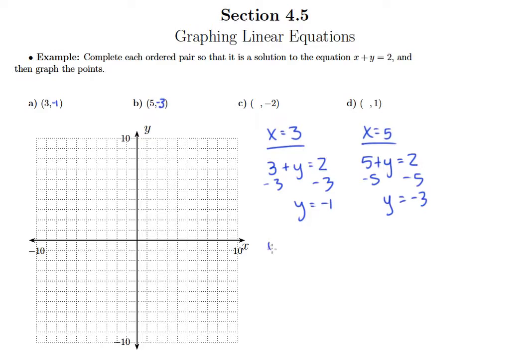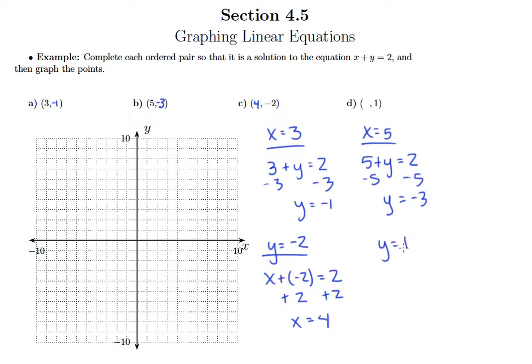All right, part C, we know that y equals -2. We want to know the x value, so x plus -2 equals 2. And of course, you can get rid of -2 by adding its opposite, so just add 2 to both sides. So x equals 4. So x equals 4 when y equals -2.